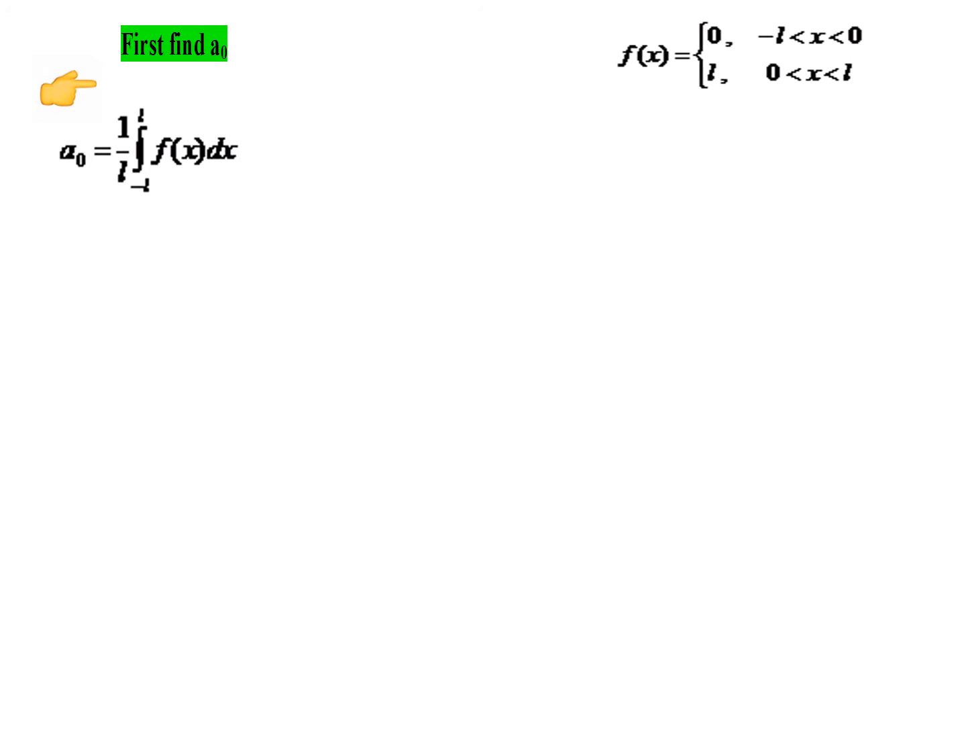First let us find a naught. What is the formula for a naught? 1 by L integral from minus L to L of f of x dx. And what is our function f of x given? 0 in minus L to 0, L in 0 to L.